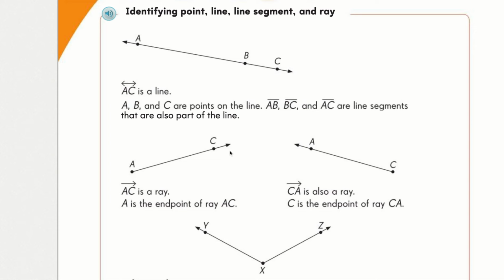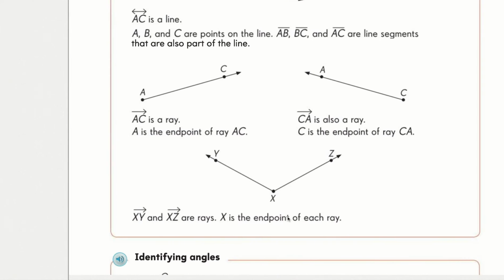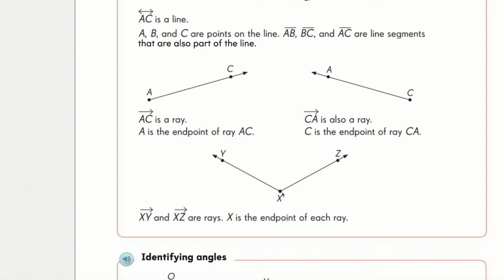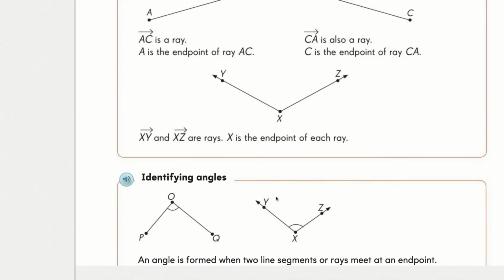So AC is a ray. A is the endpoint of the ray AC. CA is also a ray, and C is the endpoint of CA. XY and XZ are rays, and X is the endpoint of each ray.